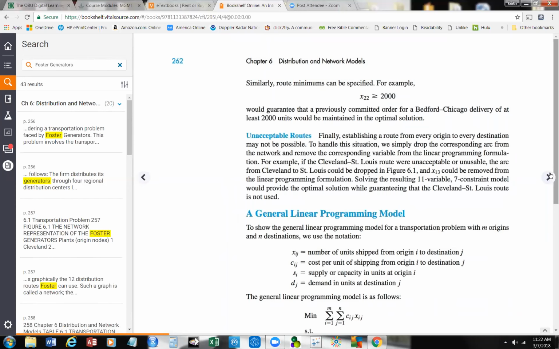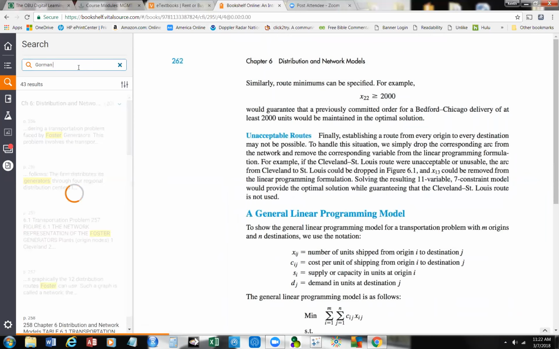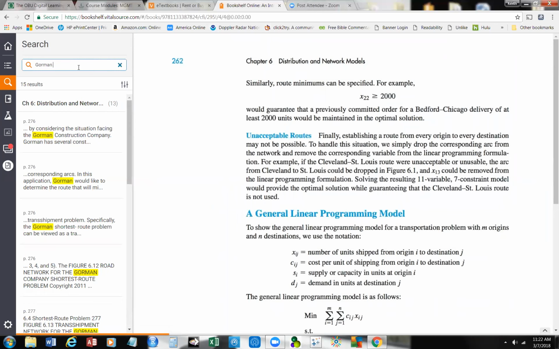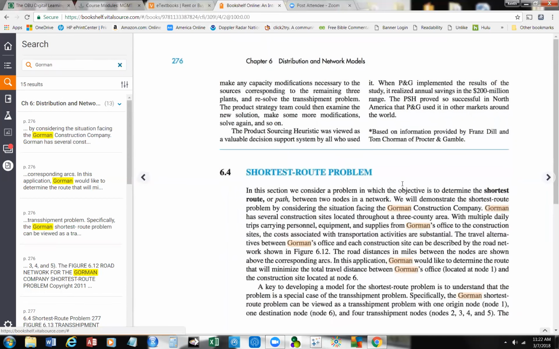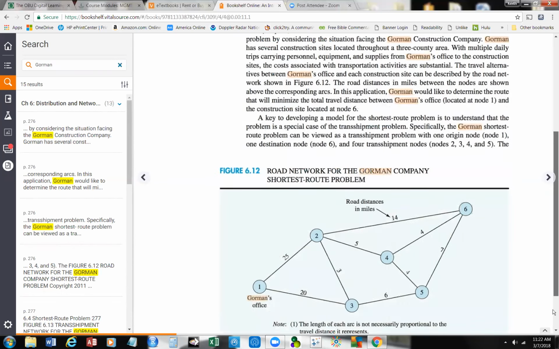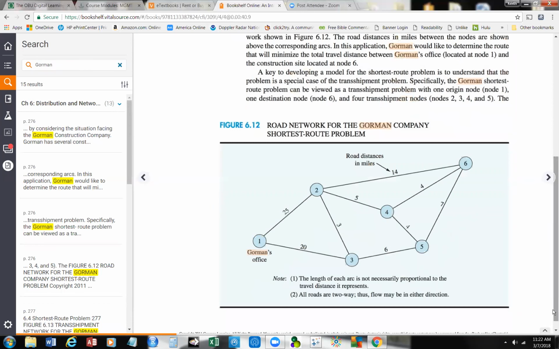Okay. Now we have one other case, and that's the Gorman case. And so I want to go over and find Gorman. And Gorman is pages 276 to 278. Hey, I've learned to do a search. I teach data admin. I've learned to do a search in a textbook. I'm getting smarter every day. All right, here we are, and we have a road network.